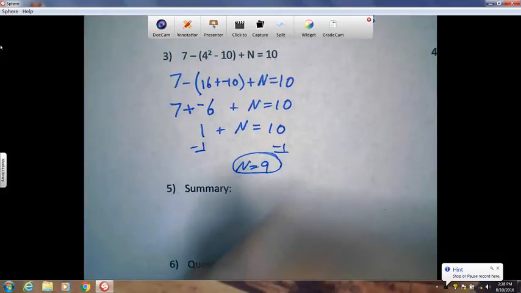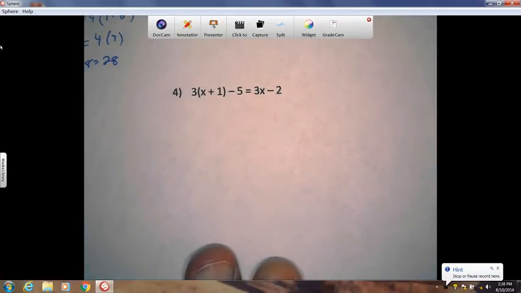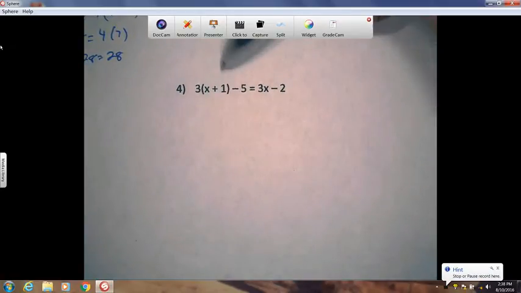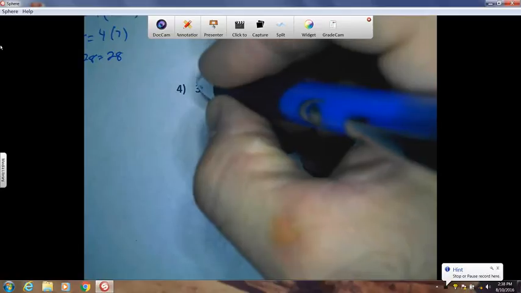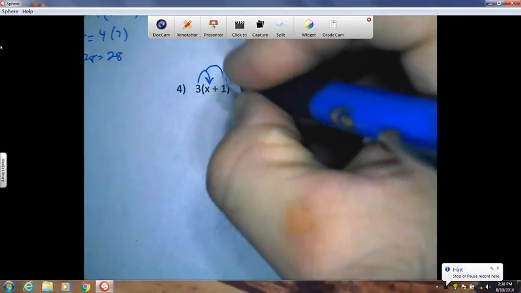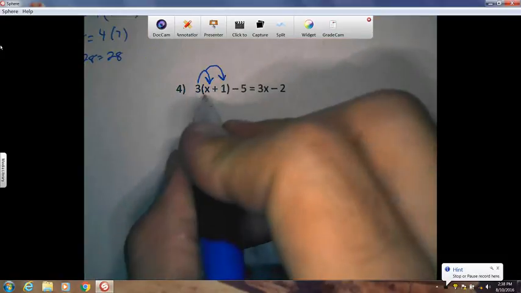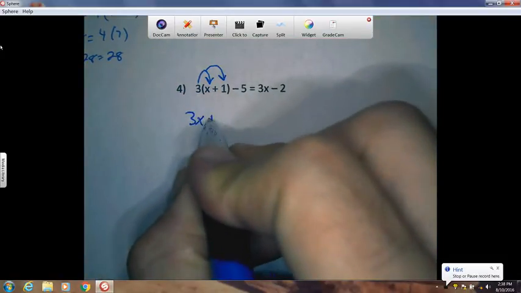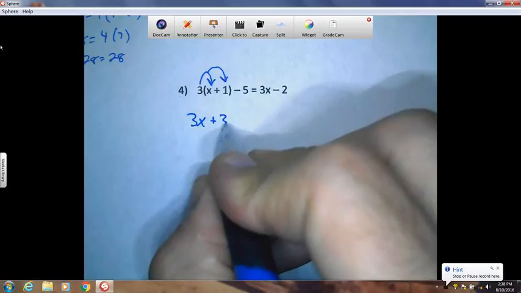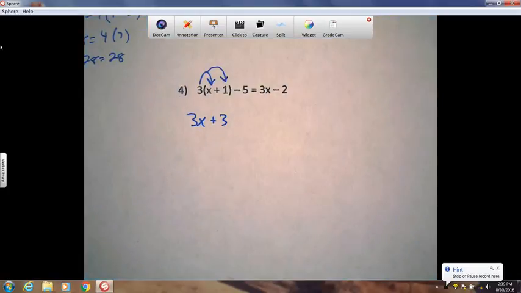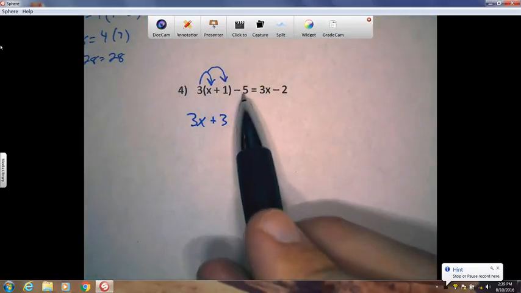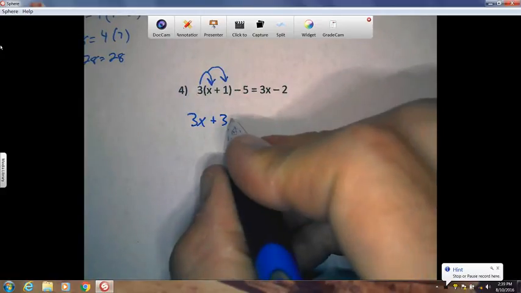Okay, last one. Here I have some parentheses that I need to simplify first, and I need to use distributive property, which means I take what's outside parentheses, the 3, I multiply it by everything inside. So 3 times x is 3x. 3 times 1 is 3. Now I'm going to write the rest of it. I'm going to use addition of the opposite. So 2 marks with my pencil. It was minus 5, but I'm going to do plus a negative 5.